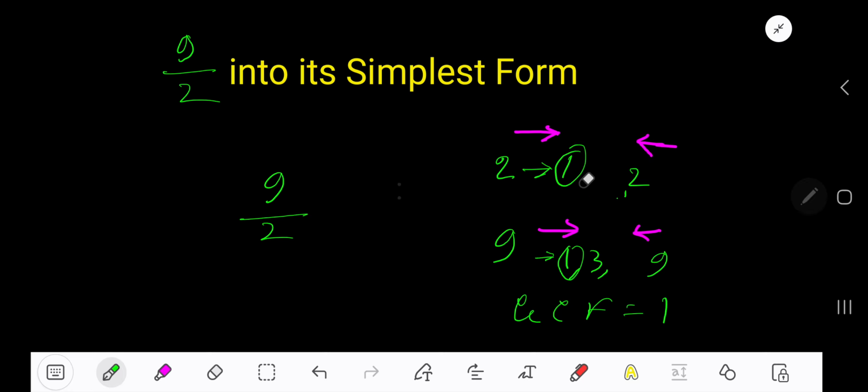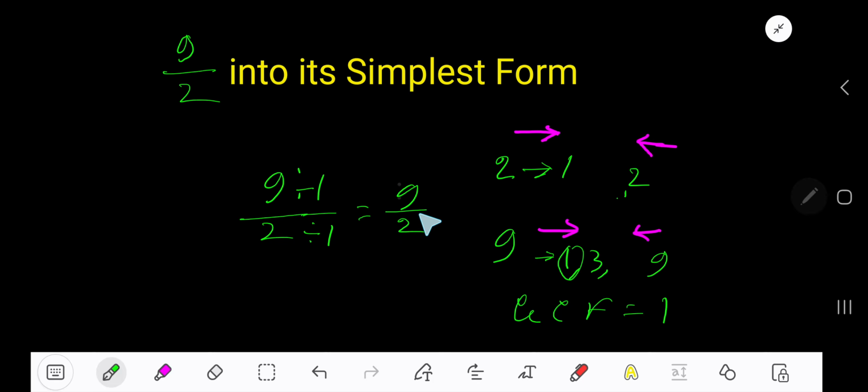Actually, look, 2 has only two factors, 1 and the digit itself, so this is a prime number. If you get any prime number either in the numerator or denominator, you have to think that the greatest common divisor or factor will be 1. And if you divide the numerator and denominator by 1, you will get the same fraction.